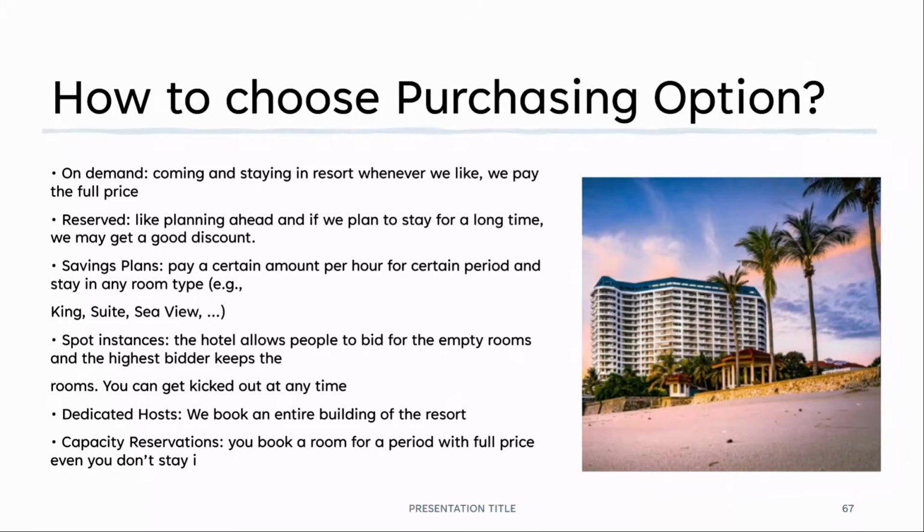Then comes the savings plan. You pay a certain amount per hour for a certain period and stay in any room type, like king, suite, sea view or something like that. You are going to say, I am going to pay this much amount per hour for a certain period. I am not going to book any kind of room, and I can stay in any kind of room type. That is fine. I can choose later on also. There are no issues in that.